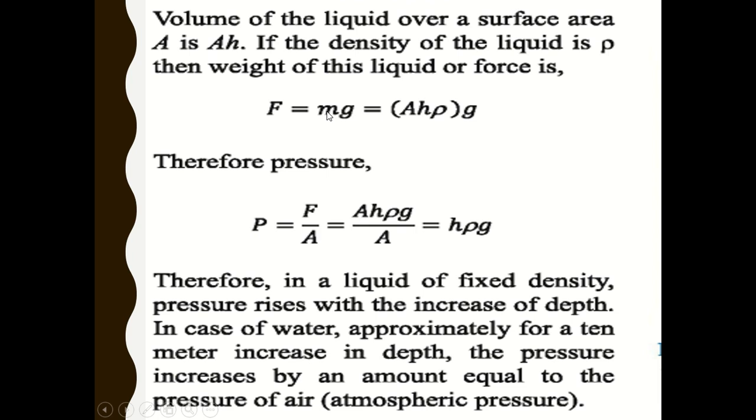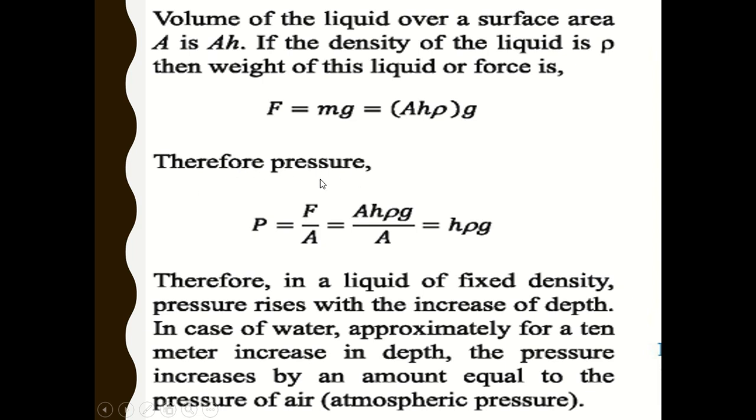And volume equals what? From the previous lecture, density equals mass per unit volume, density equals m by V. So mass equals density into volume. So m equals V rho. But earlier I have shown you volume equals AH. So in place of m we can write V rho, but V is AH. Then what happens? AH rho g.